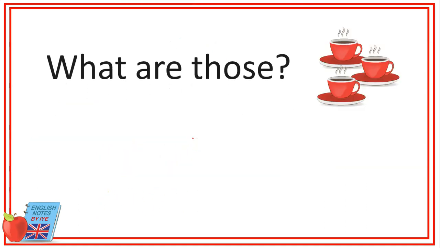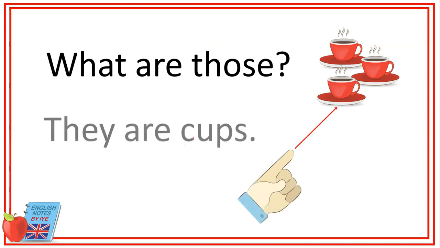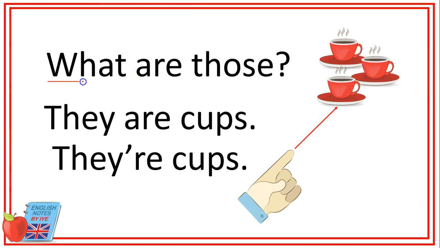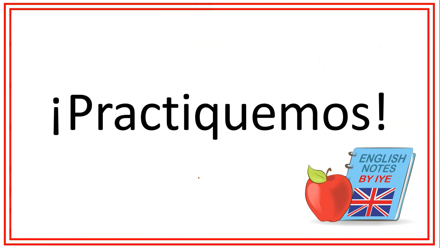Veamos otro ejemplo. What are those? They're cups o they are cups. They're cups, ¿ok? Recordemos, utilizamos la palabra what porque estamos preguntando por objetos. Utilizamos those porque esos objetos están lejos. Utilizamos el verbo to be are porque estamos hablando de plurales y recuerden que el verbo to be va antes del sujeto siempre que hagamos preguntas en inglés. Ahora, sustituimos la palabra those por el pronombre they y responderíamos they are cups o con su contracción they're cups, ¿ok? Bueno, practiquemos un poco y por favor repitan después de mí.